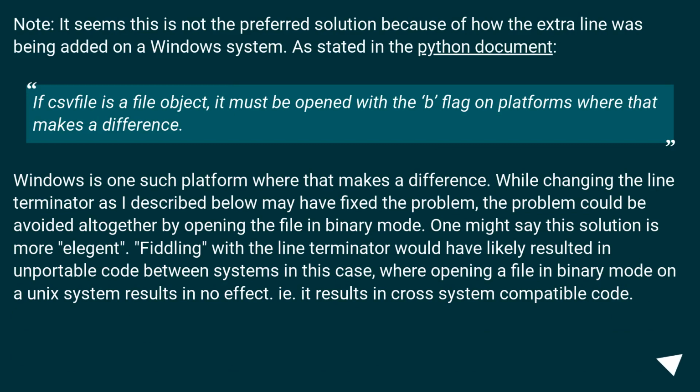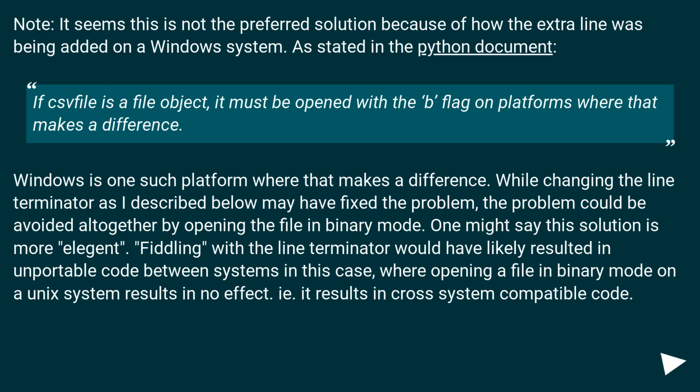Note, it seems this is not the preferred solution because of how the extra line was being added on a Windows system. As stated in the Python documentation, if csvfile is a file object, it must be opened with the 'b' flag on platforms where that makes a difference. Windows is one such platform where that makes a difference. While changing the line terminator as described below may have fixed the problem, it could be avoided altogether by opening the file in binary mode. One might say this solution is more elegant.